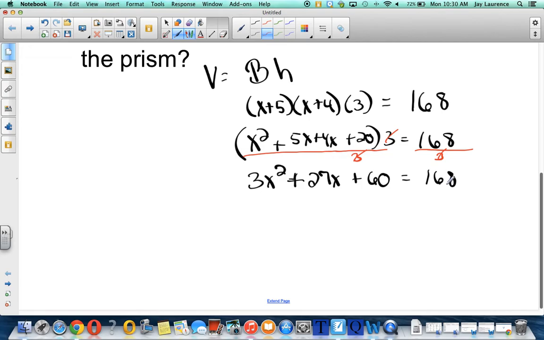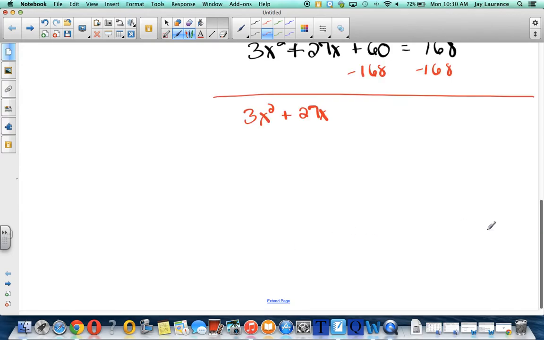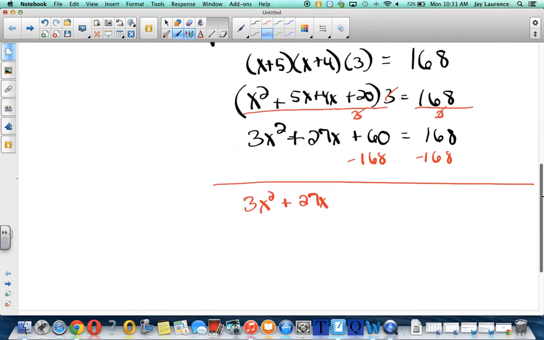Now, to solve this, I need it equal to 0, right? So I'm going to subtract 168 from both sides. Okay, so I'm going to get a 3x squared plus a 27x. You're wondering where that 27 came from. 5 plus 4 is 9, so it would be 9x, and 9x times 3 is 27. And I believe this is going to be like a 92, right? Let's see here. 168 minus 60, oh no, silly me. 108, of course, so it'll be a negative 108.